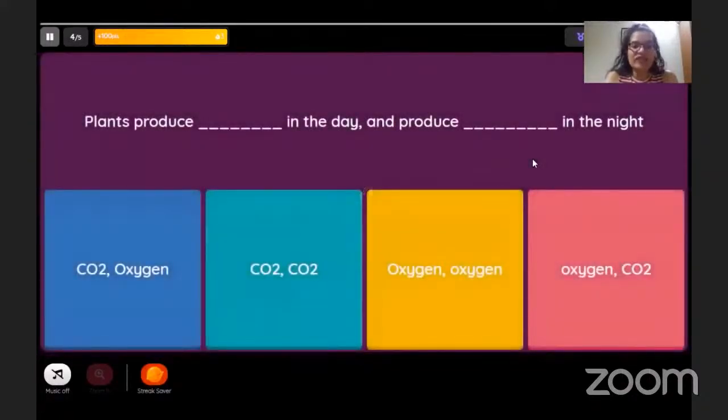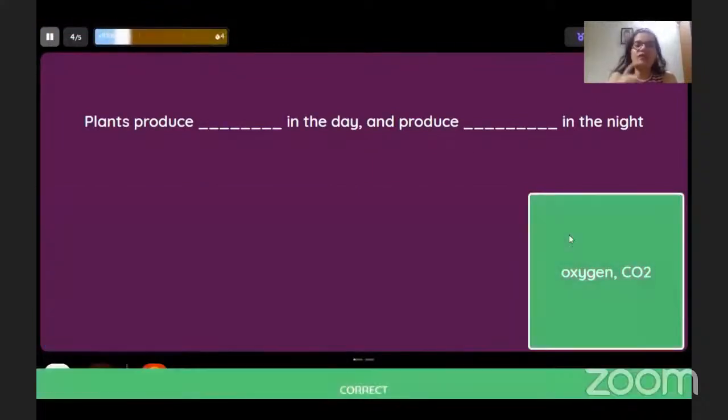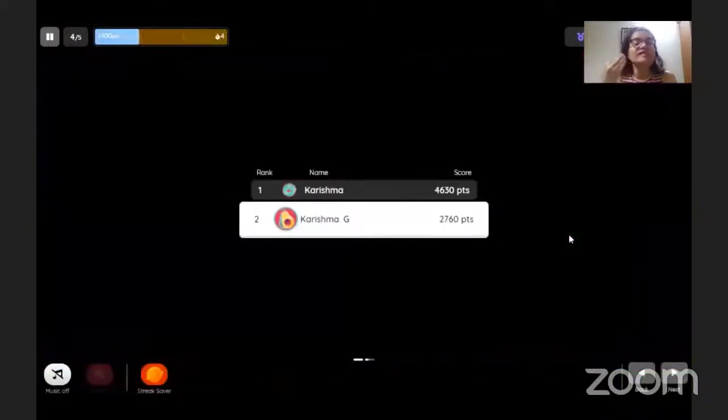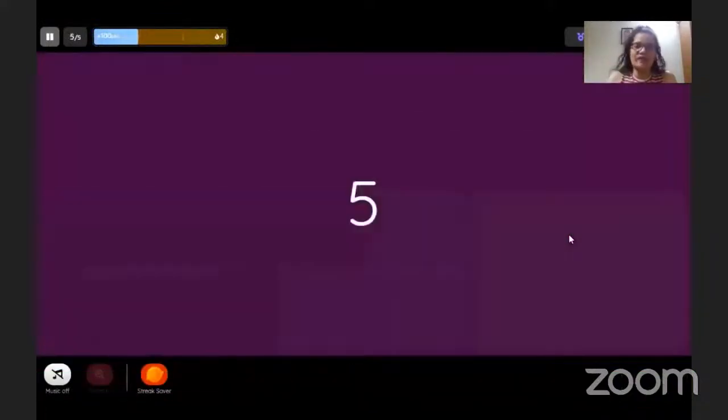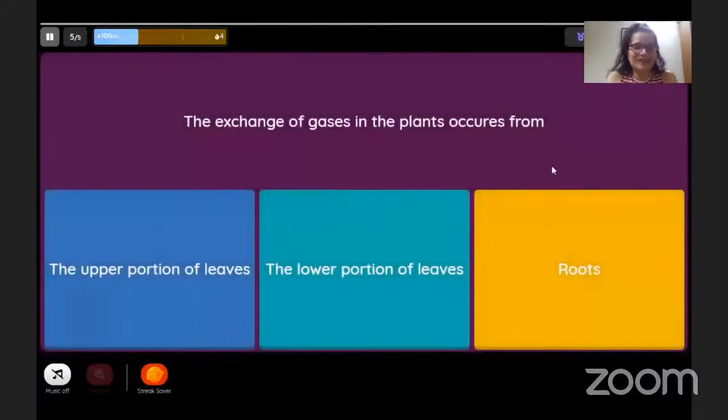Next question. Plants produce dash in the day and produce dash in the night. Okay, so this is very simple. Plants produce oxygen in the day and they produce CO2 in the night. If they take in carbon dioxide in the morning and give out oxygen, then in the night they will be giving out CO2. So your answer is oxygen and CO2. Good job, everybody. This was a tricky question.